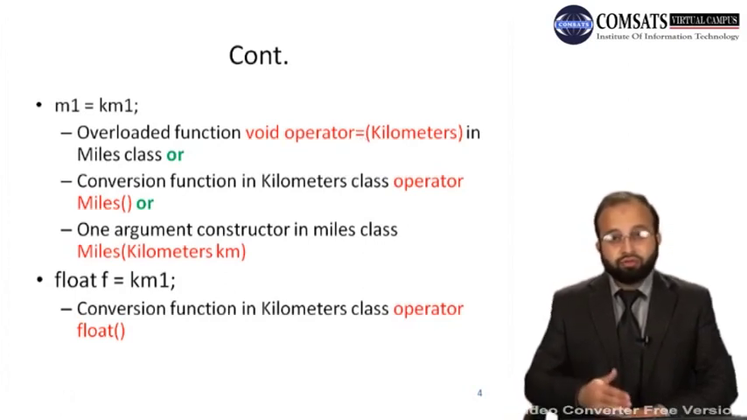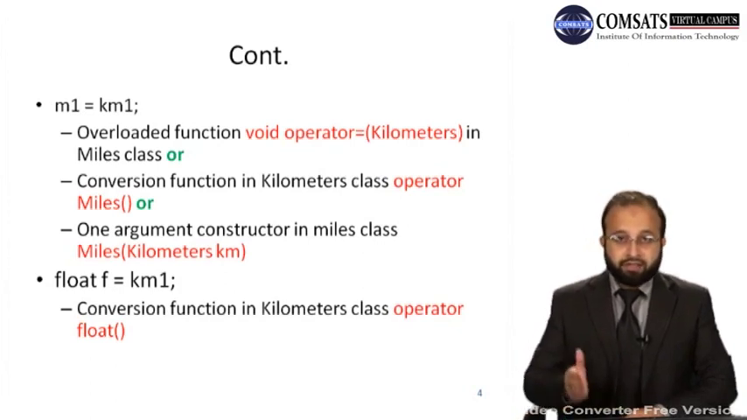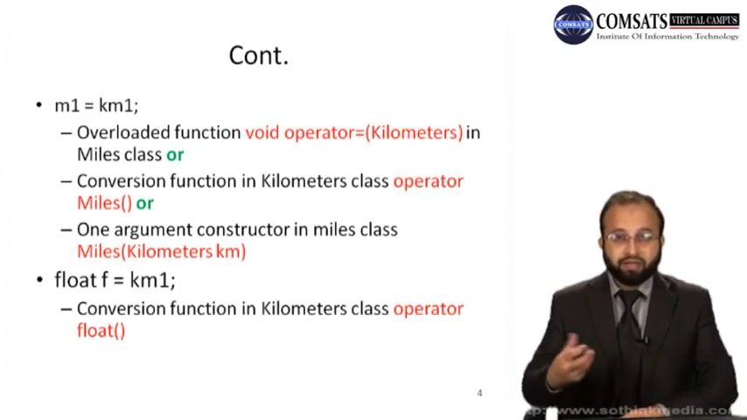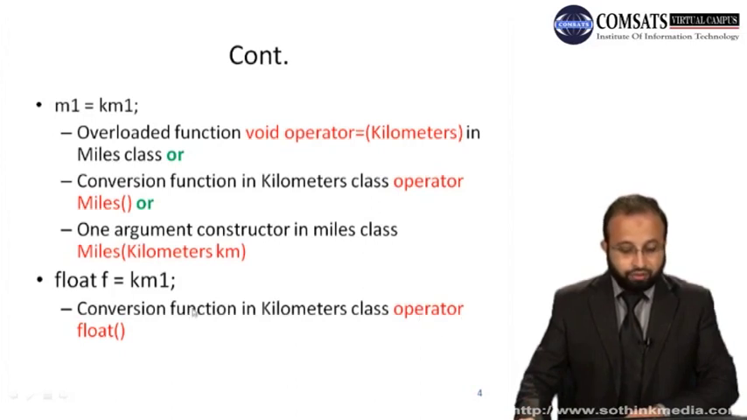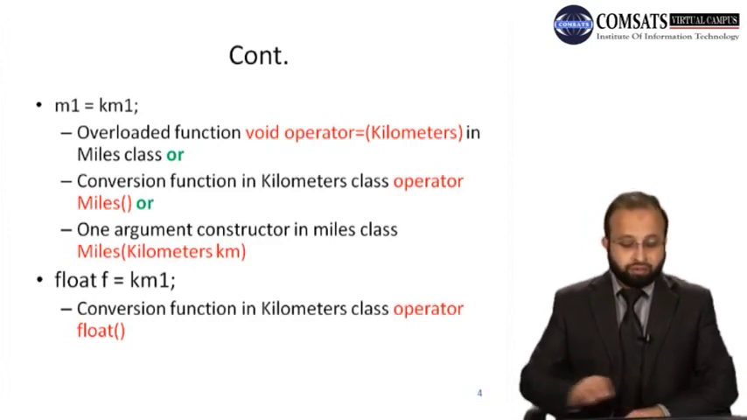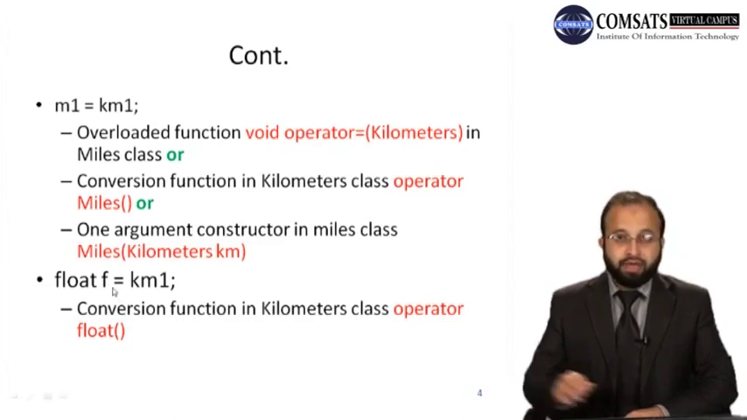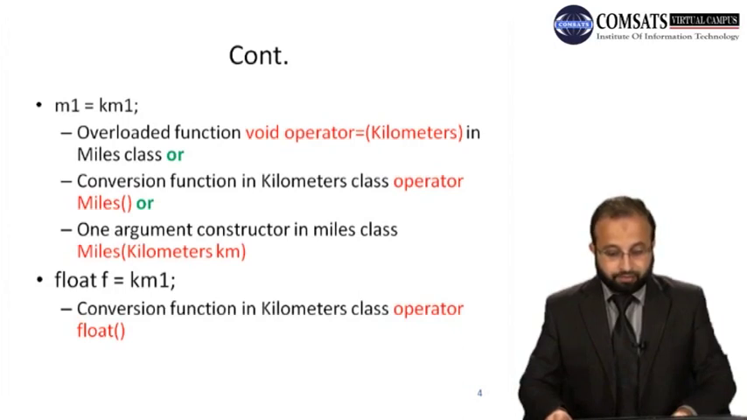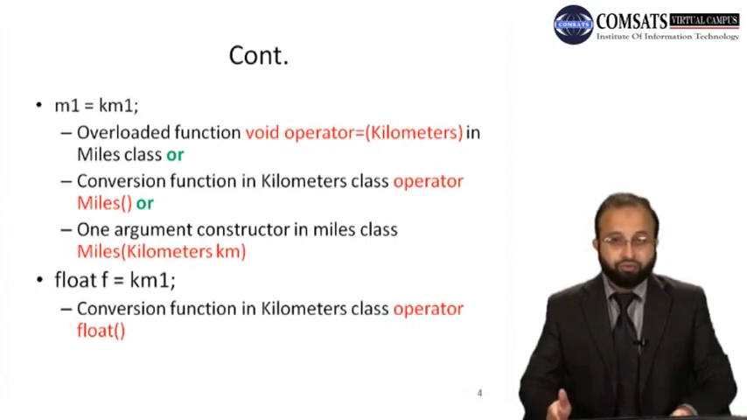So in the conversion function we also use the keyword operator and then a space and then we tell the type, that is, in which type the object of this class has to be converted. So when the operator float function exists in the kilometer class, this means that a kilometer object can be converted into float type. Whenever there is a statement f is equal to km1, where f is a floating point variable, then the operator float function will be invoked in the kilometer class. Right? So this is the summary of the conversions from basic to user, user to user, and user to basic type.